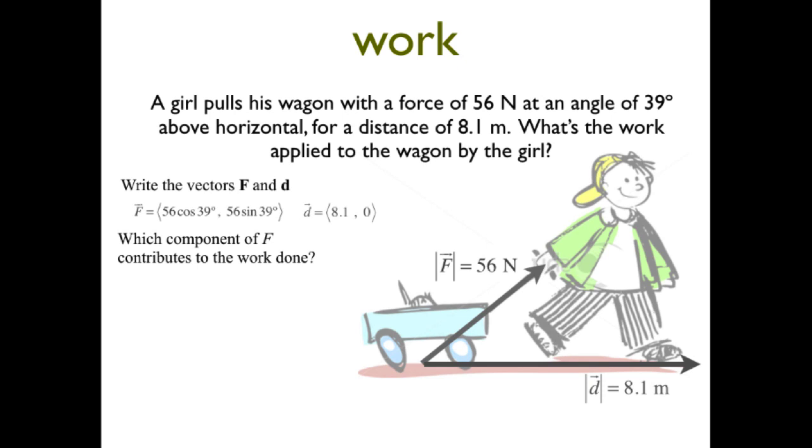So if work is force times distance, what are we going to multiply? Force times distance. What's the force? 56 cosine 39. Distance is 8.1. So just force times distance. Our force is just the X component of F, and the distance 8.1. So you get 352.5 joules.